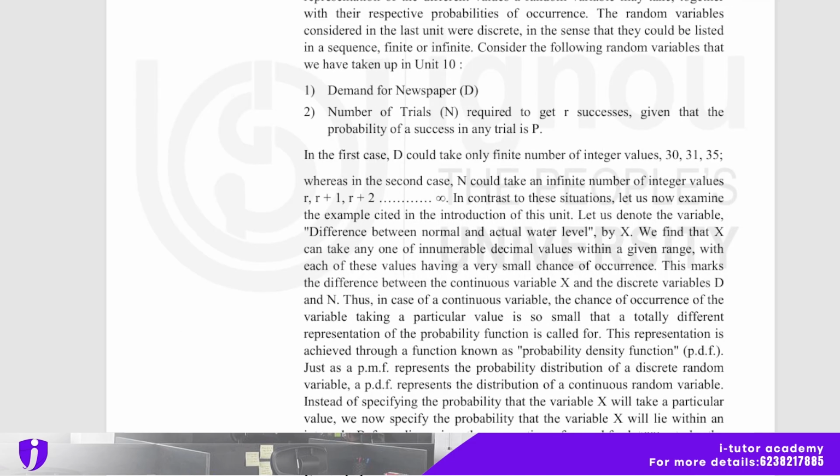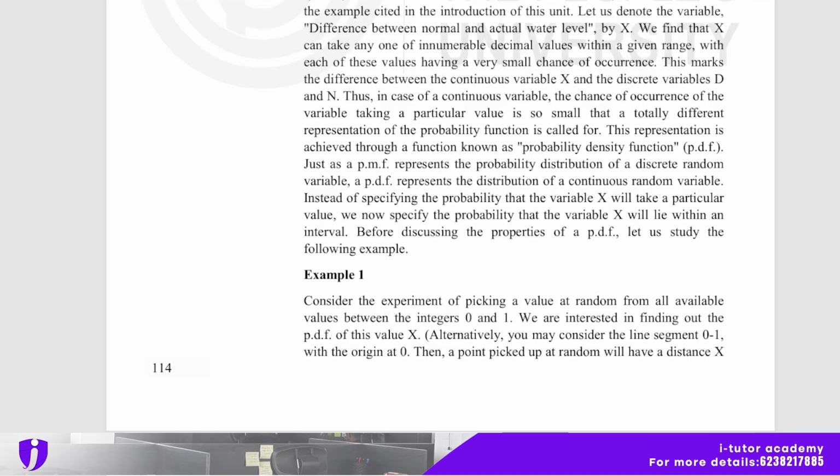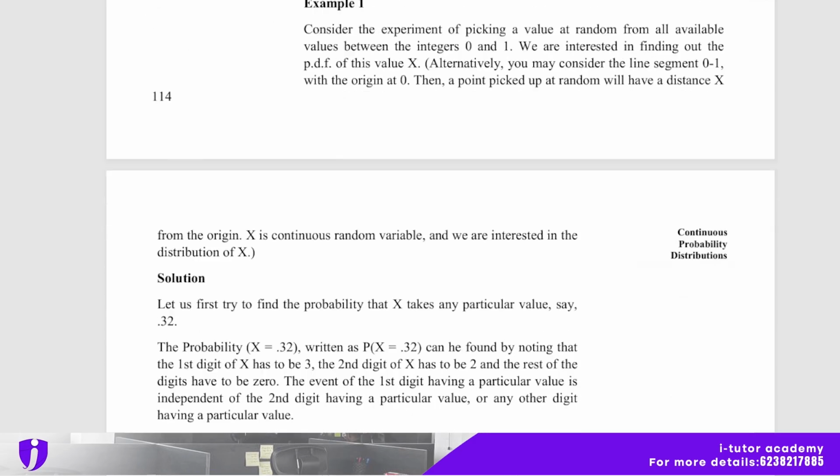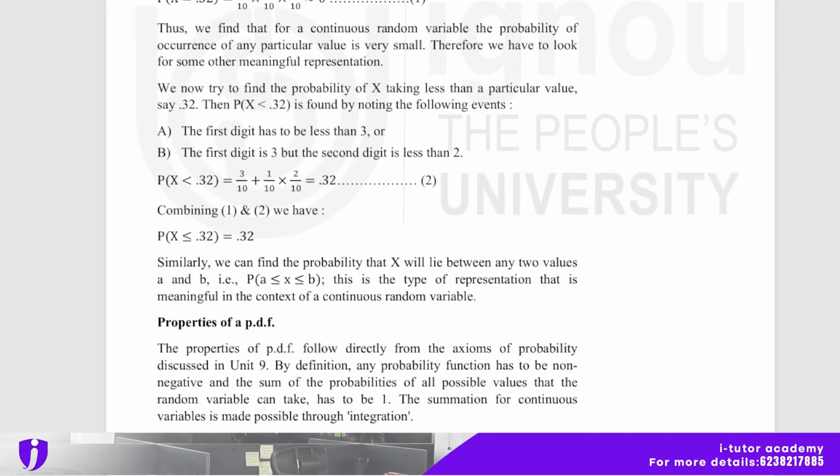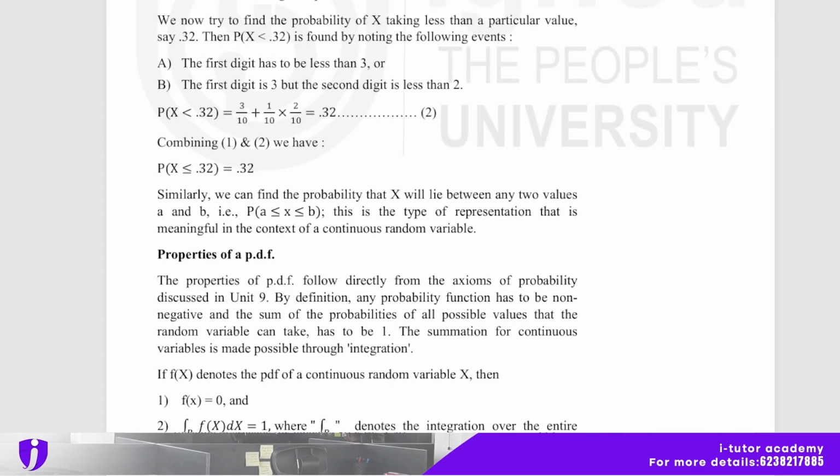This is in unit 10. So we will see further, and here is one example also, related example solution also here, and properties of a PDF also here. The properties of PDF follow directly from the axioms of probability discussion, and that is in unit 9. By definition, any probability function has to be non-negative, and the sum of the probability of all possible values that a random variable can take has to be 1.